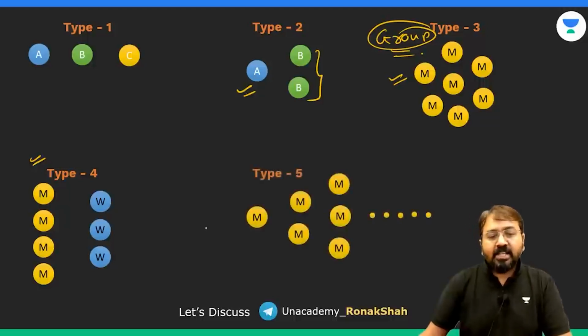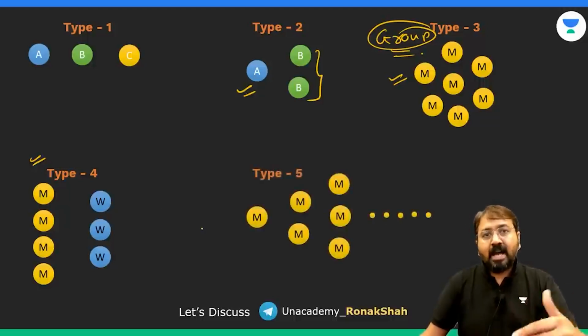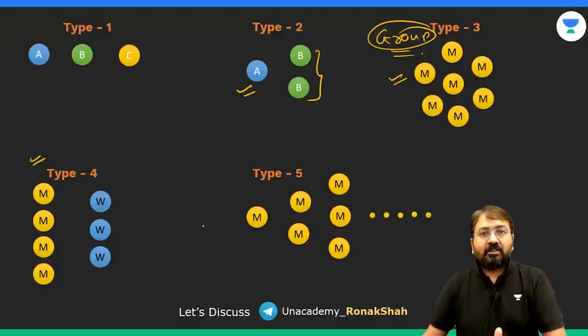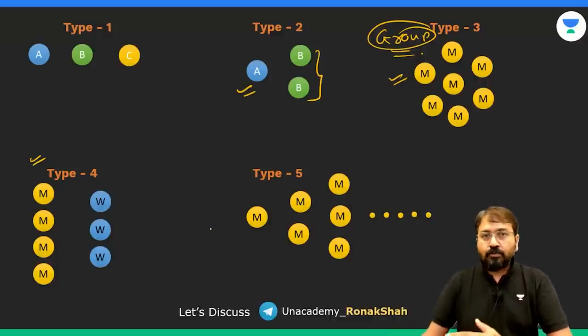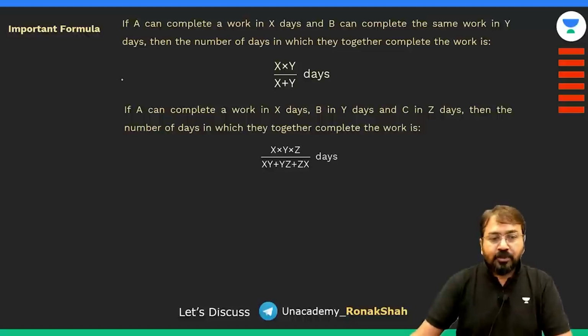And the last variety is where the number of workmen are increasing. For example, on day one there was one person, then two more added, and then two more added, and so on. So this variety can easily be solved. So we are going to look at questions based on each of the 4 varieties except the group work, because that's very easy. So first thing that you need to look at is quickly remember this formula.